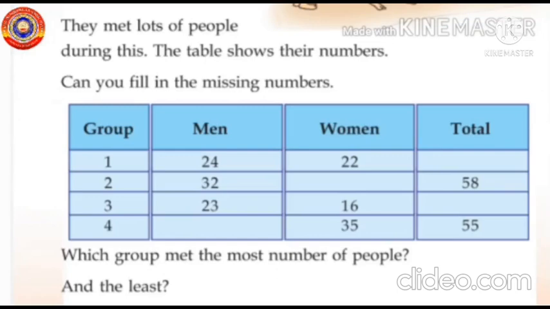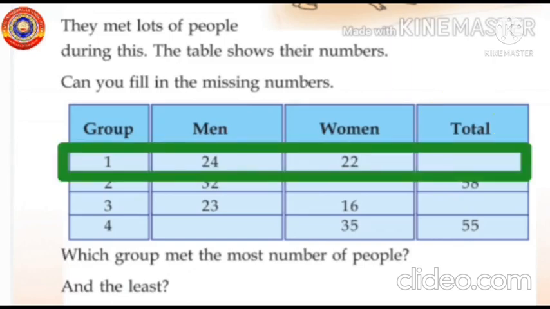They met lots of people during this. The table shows their numbers. Filling the missing numbers. In the first column, group 1, 2, 3, 4 is given. In the second column, number of men is given. And in the third column, number of women. Last column, total.